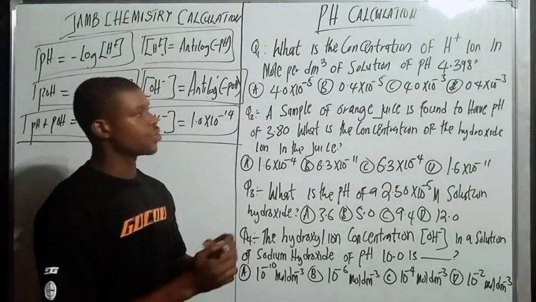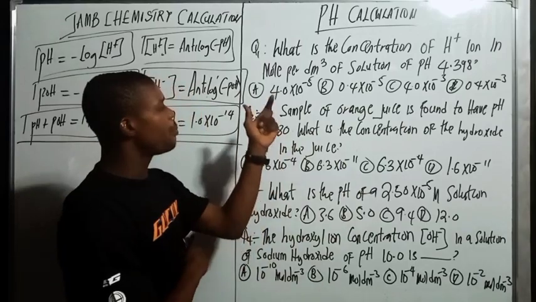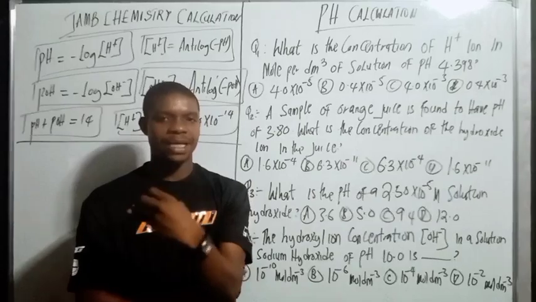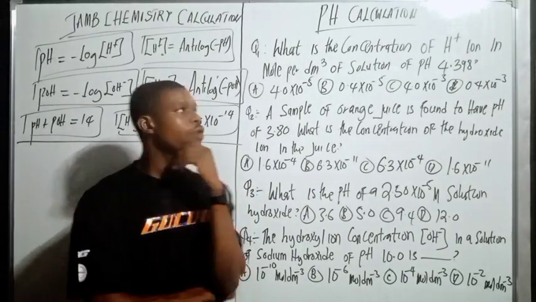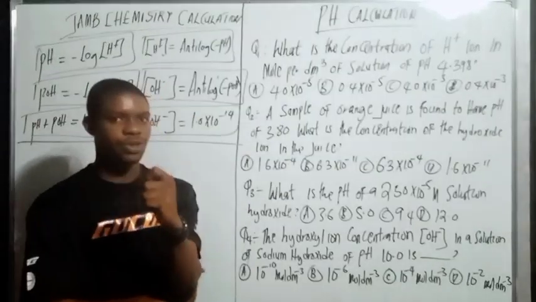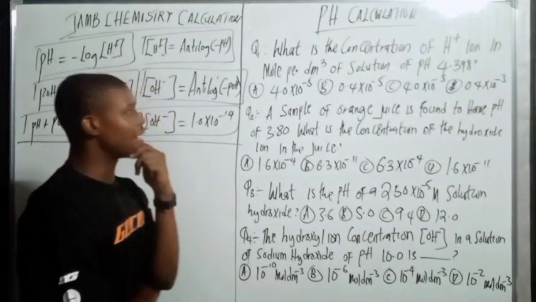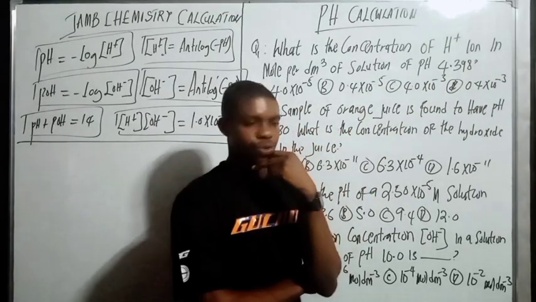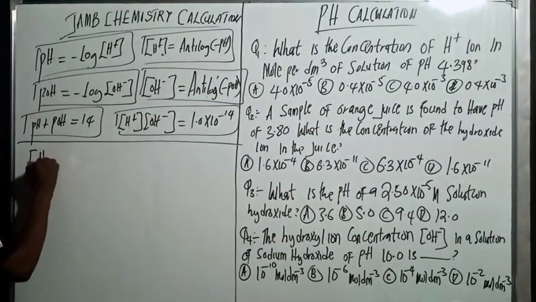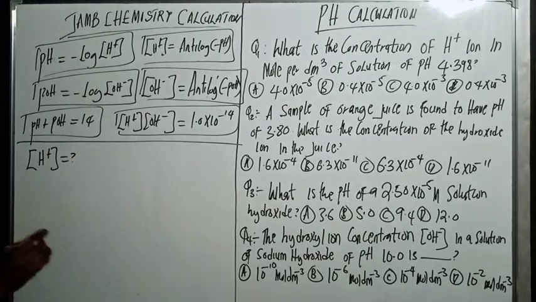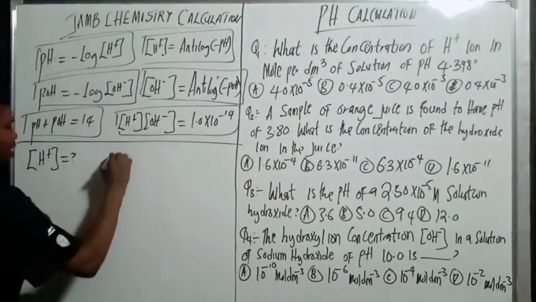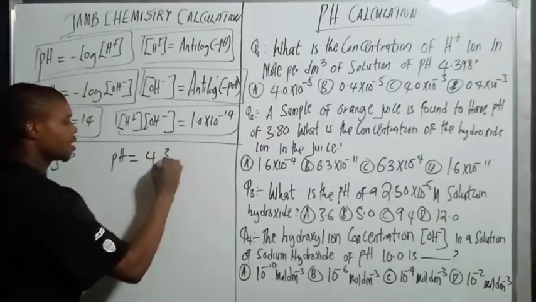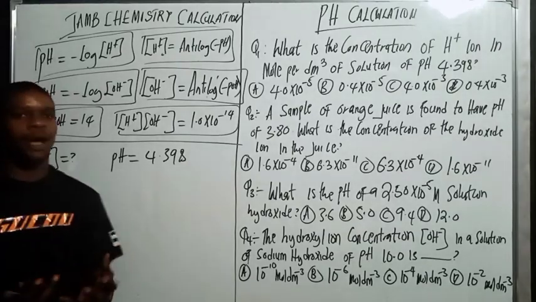What is the concentration of H plus ion in mole per dm cube of a solution of pH 4.398? Do you understand? Another thing I've not explained here is that when we talk about concentration, it is mole per dm cube. So now they ask you to calculate the H plus concentration when the pH is given to you. The pH is 4.398. So which formula are we going to use here?